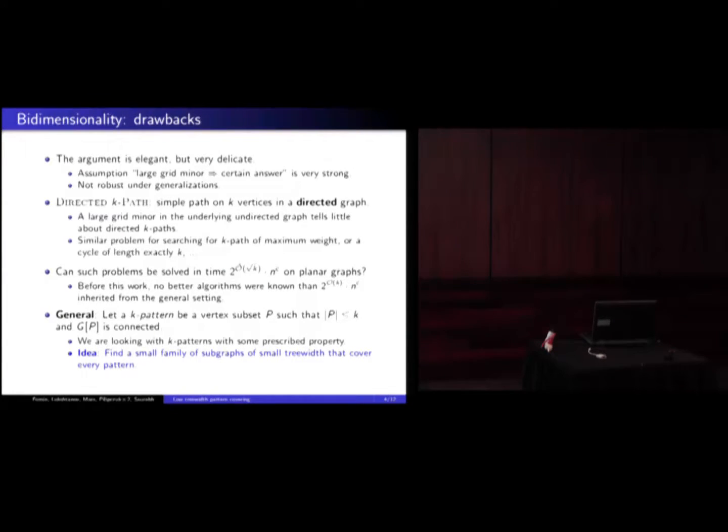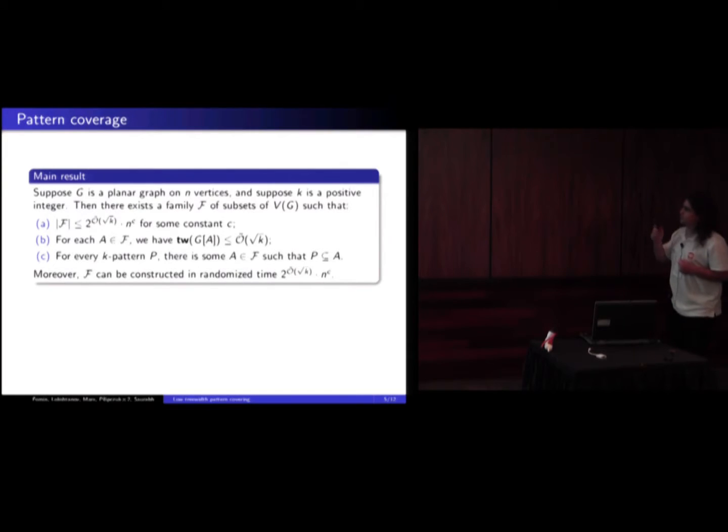So what I will try to do, I will try to cover my graph with a small family of subsets such that every k pattern will be covered by some subset, and then I will try to efficiently find these patterns by dynamic programming on the subset. So this was very rough and imprecise. So let me now state formally what we prove in this paper. So the setting is as follows. Suppose I have a graph on n vertices, a planar graph, and I have some positive integer k, which is a parameter, and I'm looking for k patterns, patterns of size k.